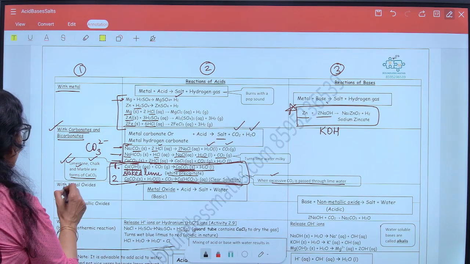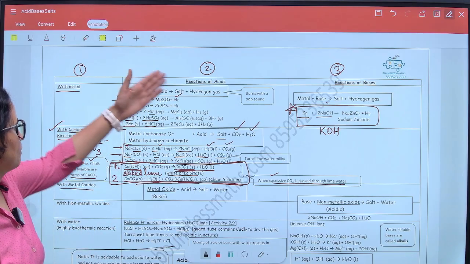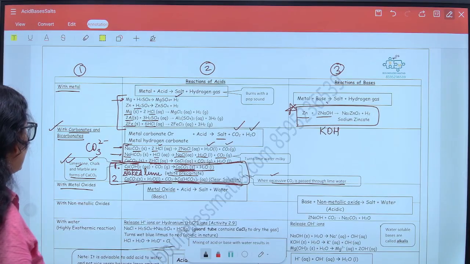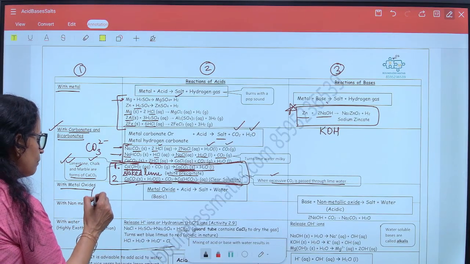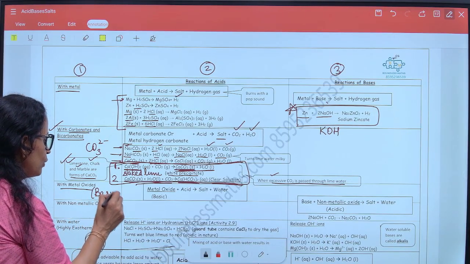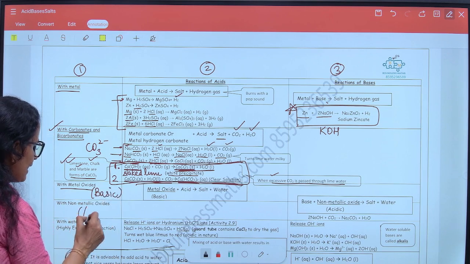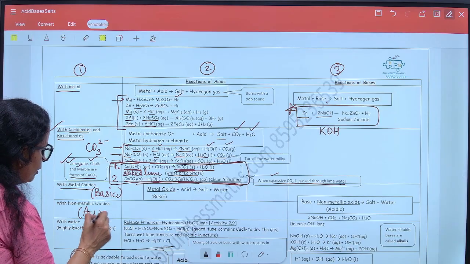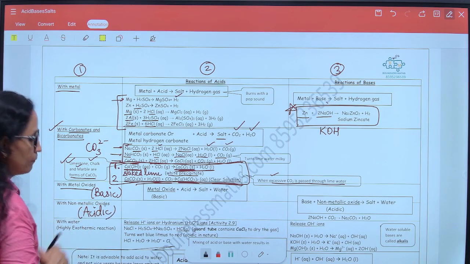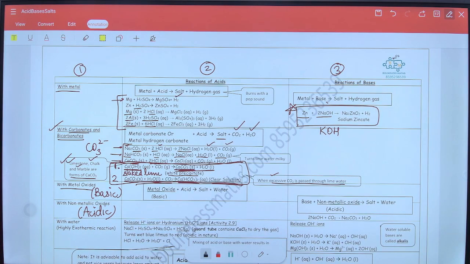Now the next is with metal oxides. How do acids and bases behave with metal oxides? As we know, metal oxides are basic. I just told you non-metallic oxides are acidic. They are the cause of acid rain. So metallic oxides are the opposite. They are basic in nature, right?